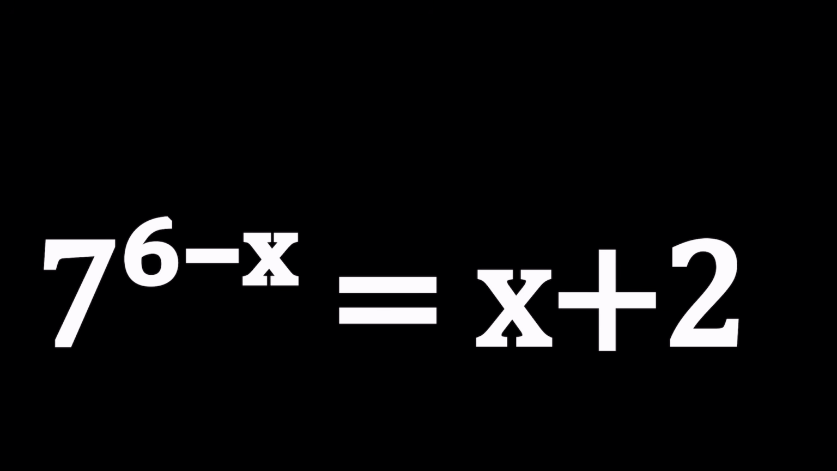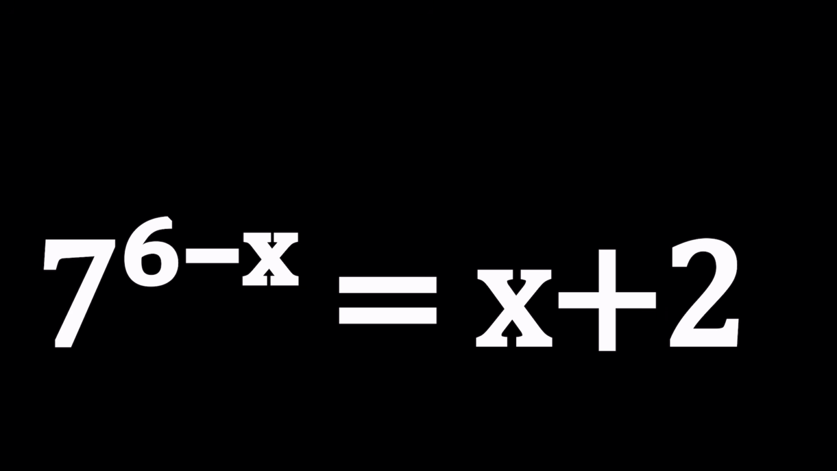Hello everyone. In this video we're going to be solving an algebra problem. We have 7 to the power 6 minus x equals x plus 2, and we're going to be solving for x values. Now this is a non-standard or transcendental equation because we have an exponential function on the left and a linear function or a polynomial on the right hand side, which means you cannot solve this analytically.